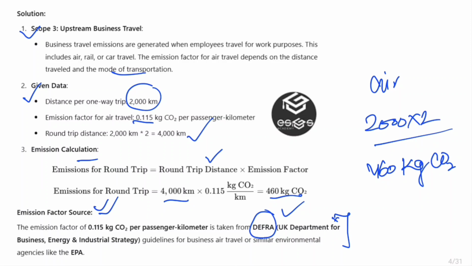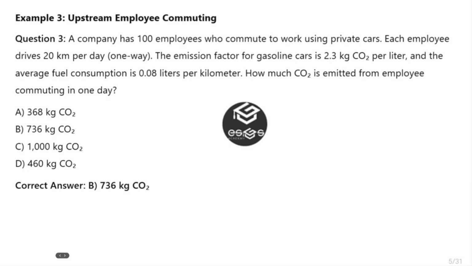This is, sorry, by mistake it has been written here, Department for Business, Energy and Industrial Studies. You consider DEFRA, the Department for Environment, Food and Rural Affairs, from UK. So guidelines for business air travel or similar environmental agencies, like we can also consider EPA, the Environmental Protection Agency from US. I hope you understand how this calculation happened. Now let us discuss another example of the question.